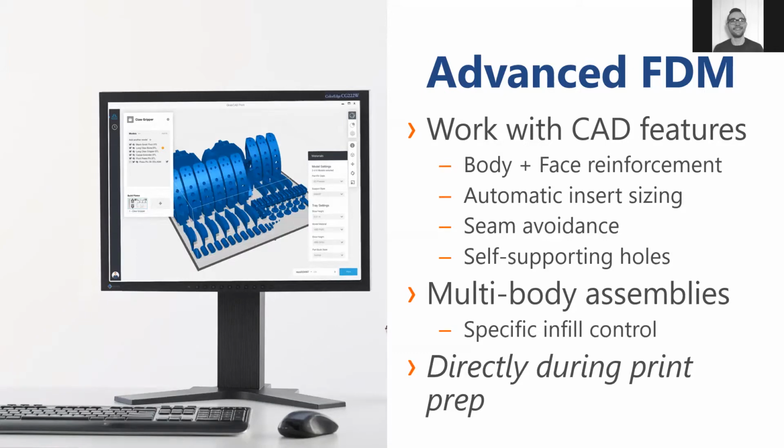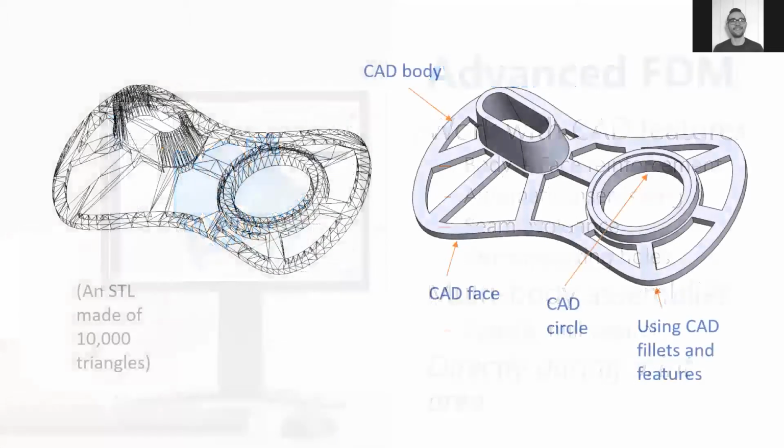And what it allows us to do is, obviously we can reinforce bodies and we can also selectively reinforce faces. Allows us to adjust holes. We can make them self-supporting, or we can automatically size them for inserts. And then of course we can also avoid seams. So if there's a particular surface that's of utmost importance, we can tell the machine to avoid printing seams on that layer and on that face.